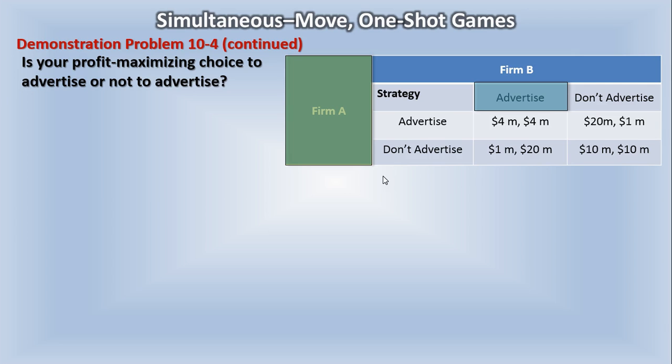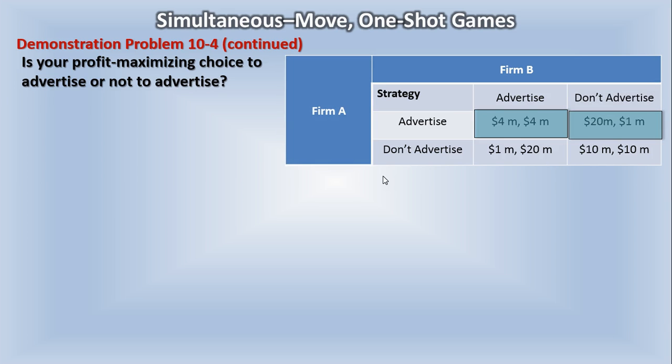Advertise, right? 4 million is better than 1 million. In response to firm B not advertising, what should firm A do? Advertise as well, because again, 20 million is better than 10 million. So regardless of what firm B does, firm A is going to advertise. That means firm A has what kind of strategy? Dominant strategy, a dominant strategy to advertise.